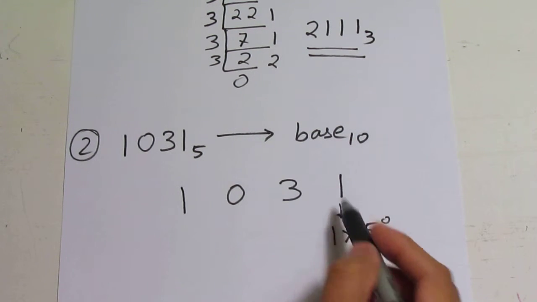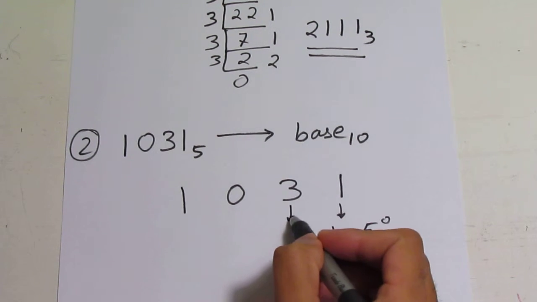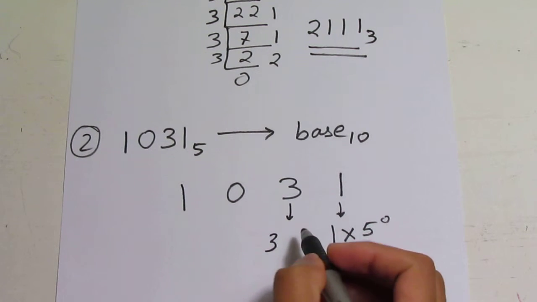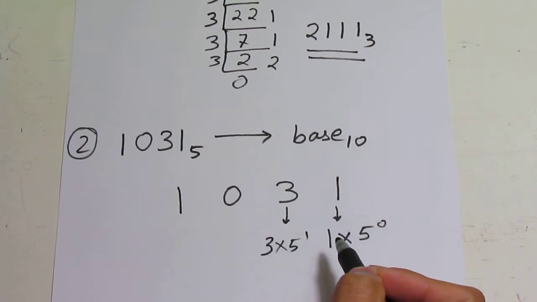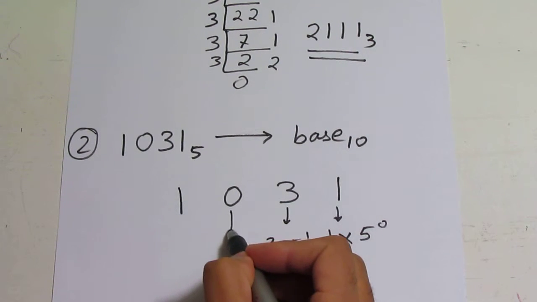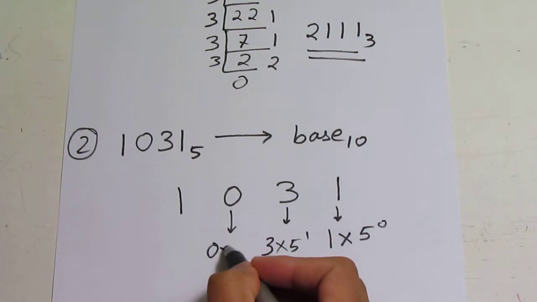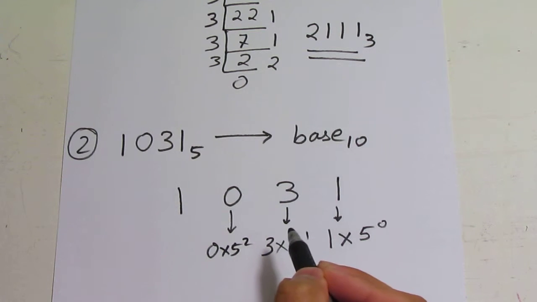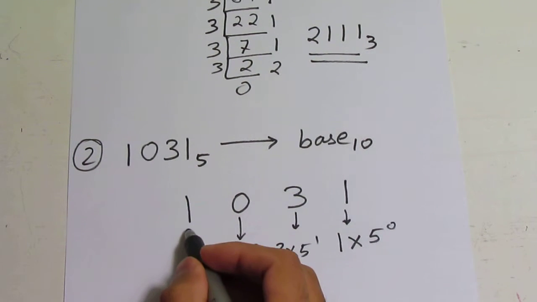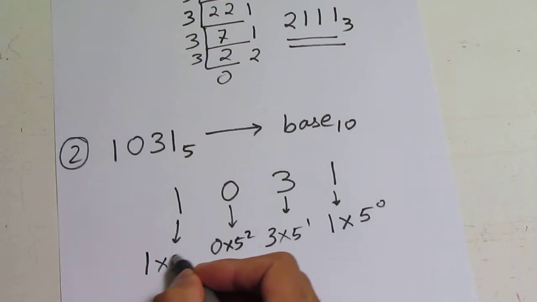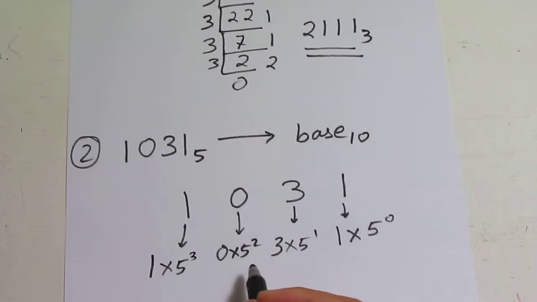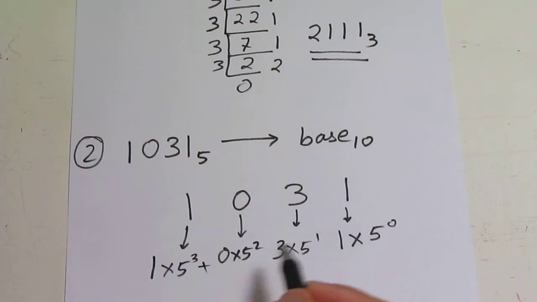And then you multiply the number with it. For this one it would be 3 times 5 to the power 1. And then for this number it would be 0 times 5 squared. And then for the last 1 it would be 1 times 5 cubed. And then you add all the numbers up.